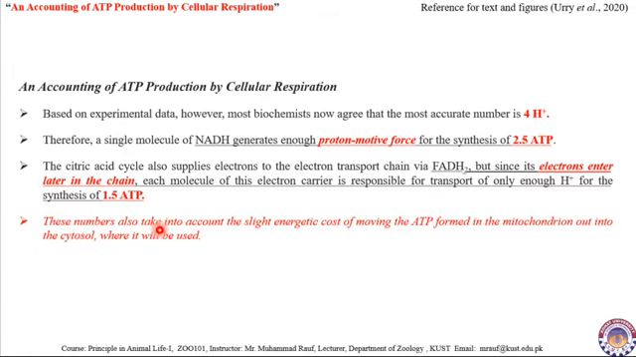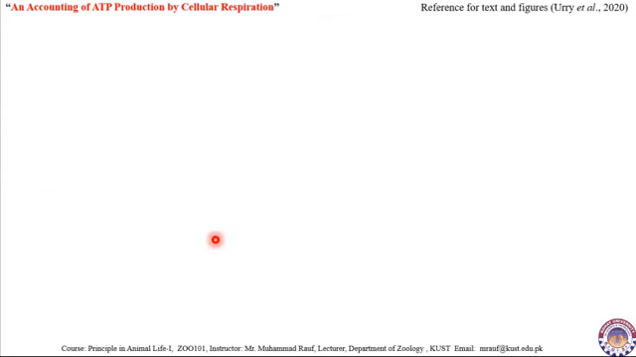Now these numbers also take into account the slight energetic cost of moving the ATP formed in the mitochondria out into the cytosol, where it will be used, because ATP molecules are synthesized inside the mitochondria and they are transported outside into the cytosol where they are used. So this movement of ATP molecules to the cytosol also consumes some amount of energy. So these values are also taking into consideration the energy expenditure there.